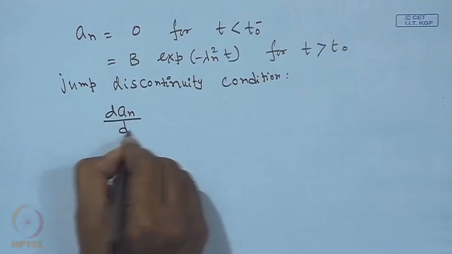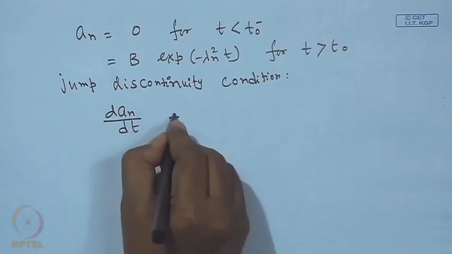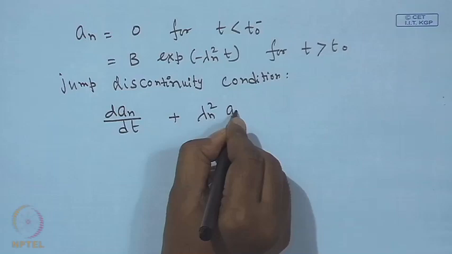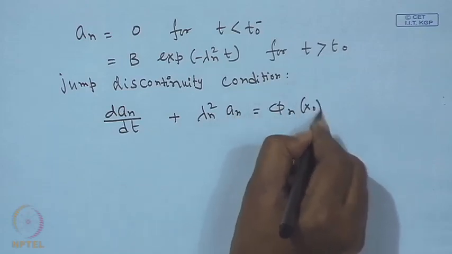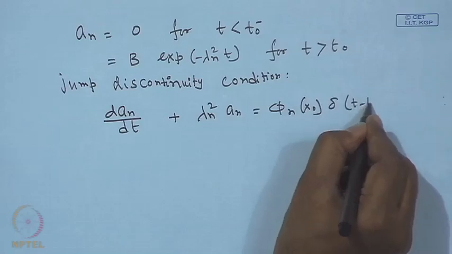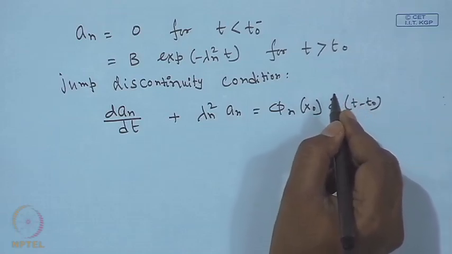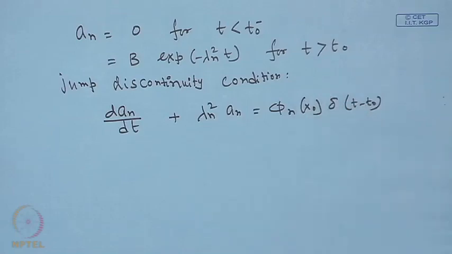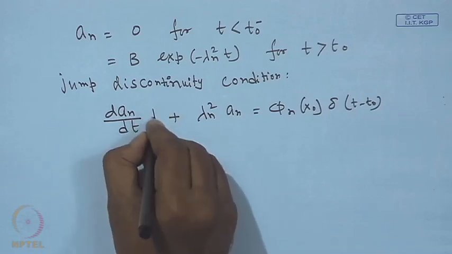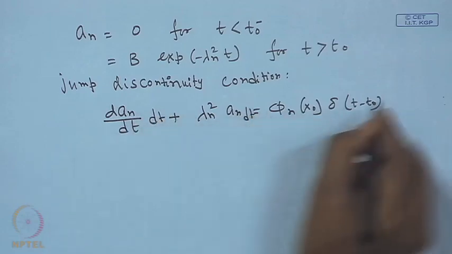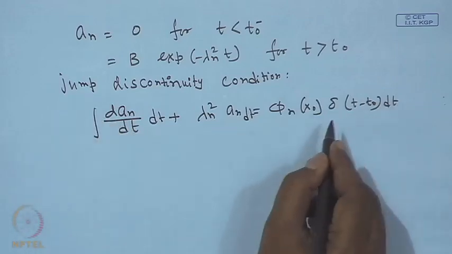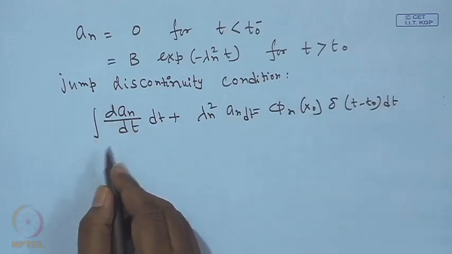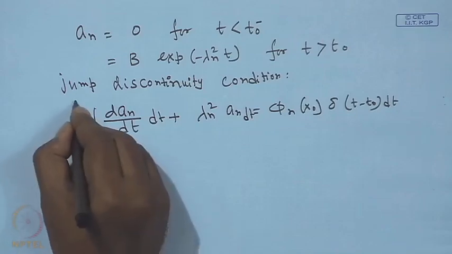The governing equation is d A n dt plus lambda n square A n is equal to phi n x naught delta t minus t naught. Okay. So, that was the jump discontinuity, that was the definition of the original problem. Now, we multiply both sides by dt and integrate across the point of application of the impulse, from t 0 minus to t 0 plus.